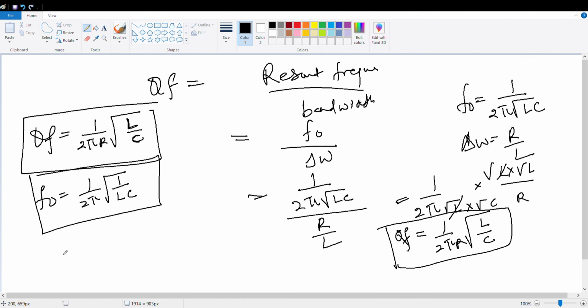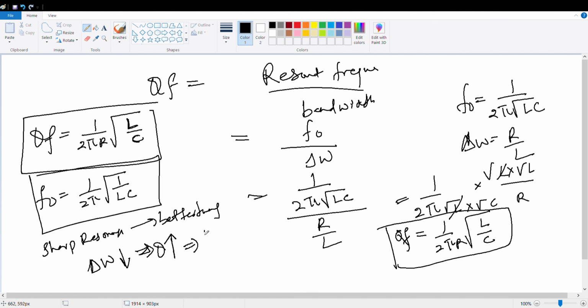So for a better, sharper resonance or better tuning, your delta W should be minimum such that your quality factor is maximum, which implies that R should be minimum, your C should be minimum, and L should be maximum. Clear?